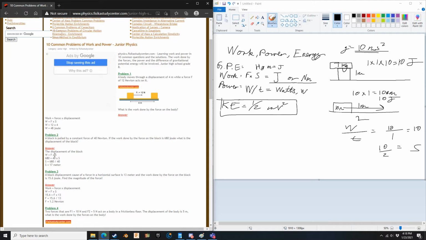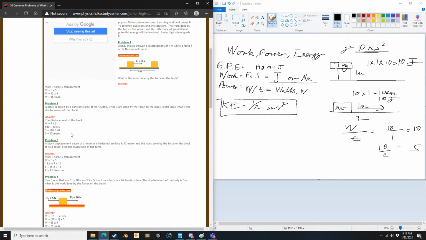Moving on, question number 2 is the same thing, just the other way around. Instead of giving you force and displacement and asking for work, they give you work and expect you to calculate displacement, which is easy because you just do division, rearranging the formula. It's perfectly fine, easy.